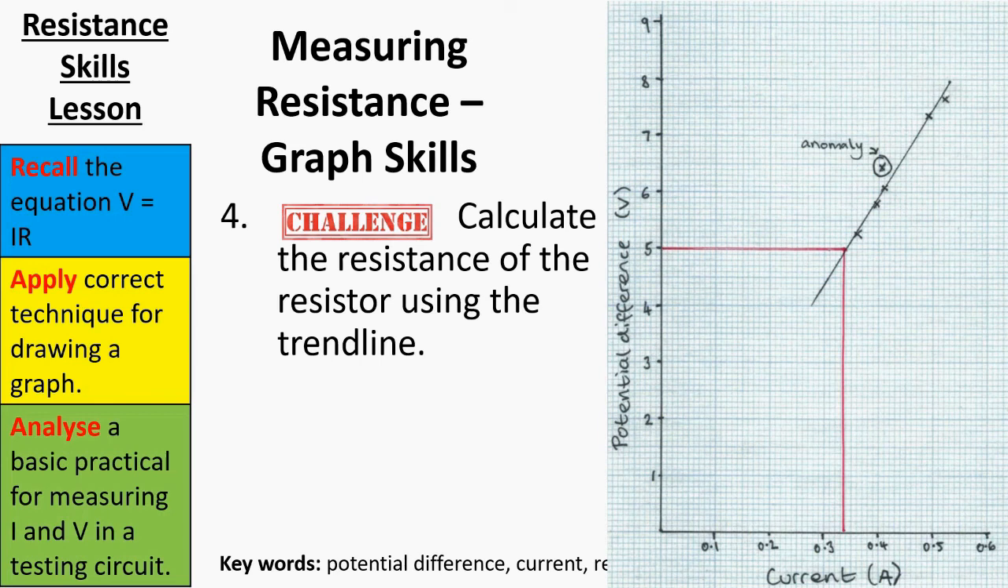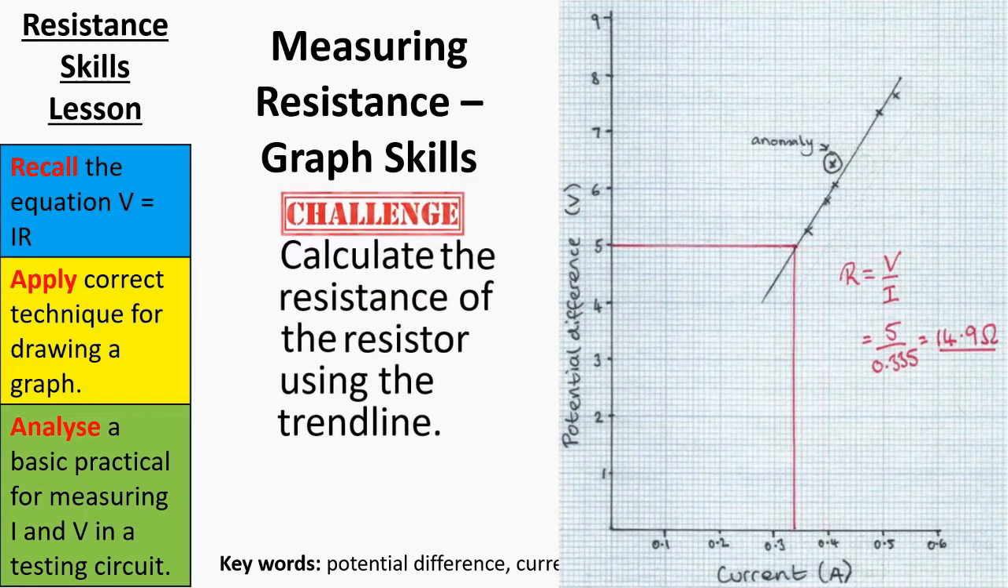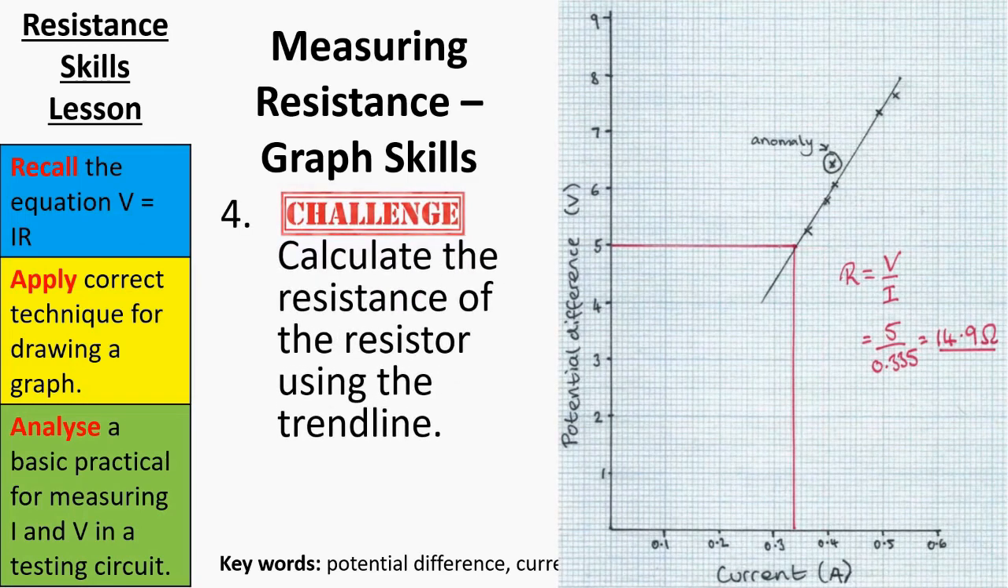Then I can input that into my equation, R equals V over I, and it gives me this answer. So 5 divided by 0.335 gives me around about 14.9 ohms. It turns out our resistor was a 15 ohm resistor, so that's pretty good, and we should be fairly chuffed with our answer.